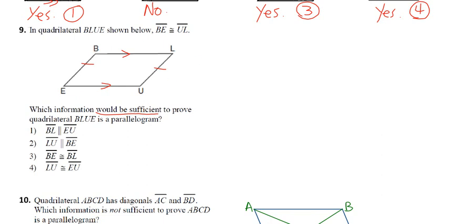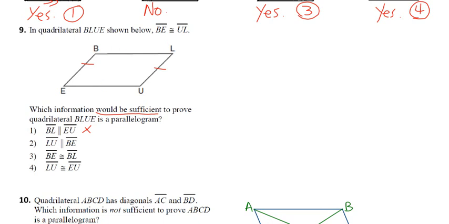We have one pair of opposite sides that is congruent and one pair of opposite sides that are parallel. And if we look at our theorems, this is not enough to say that we have a parallelogram. So this will not be the answer because we want which one is sufficient to say that it is a parallelogram. So that's not good, not enough to say that we have a parallelogram.